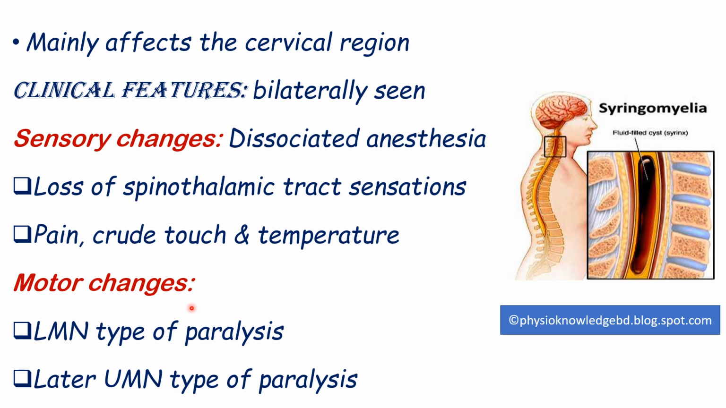And the motor changes. When motor changes occur, it is mainly the lower motor neuron type of paralysis we see, but as the cavitation occurs, as the reactionary gliosis also occurs, and the anterior horn cells are also affected, we can see later on the upper motor neuron type of paralysis in the case of syringomyelia.